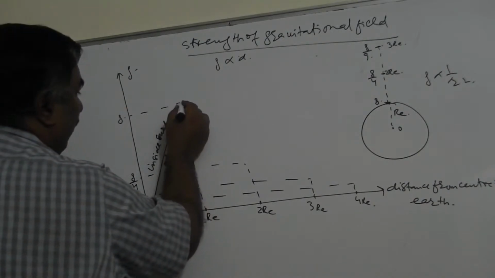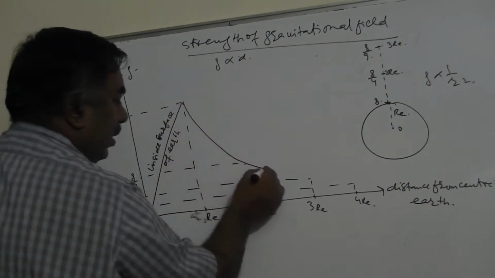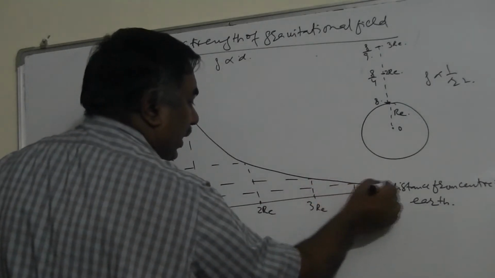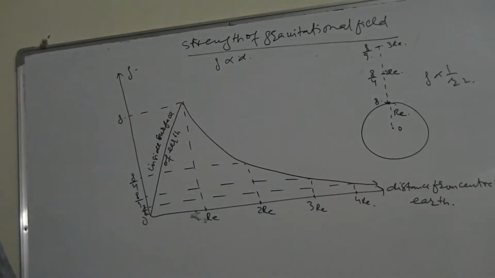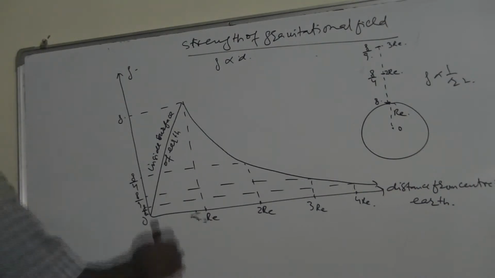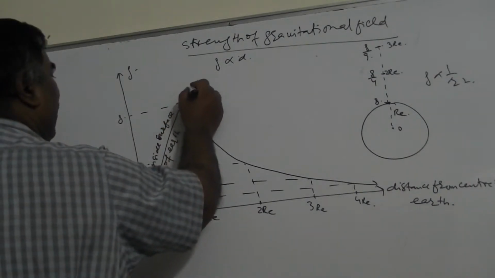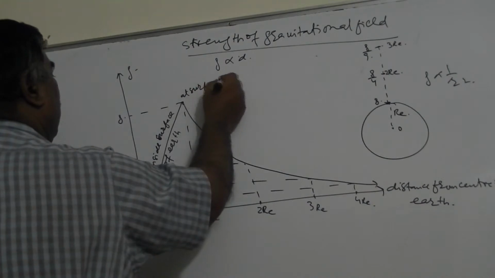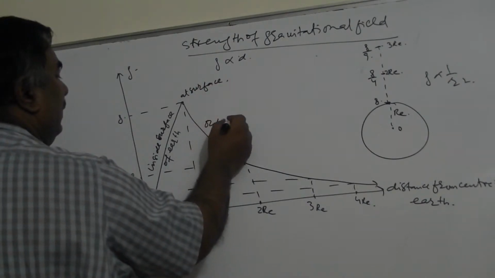So I have this graph. This will never be 0, because acceleration due to gravity cannot be 0. It will be 0 only at a point at infinity. Actually, this is at the surface. This is outside the surface.